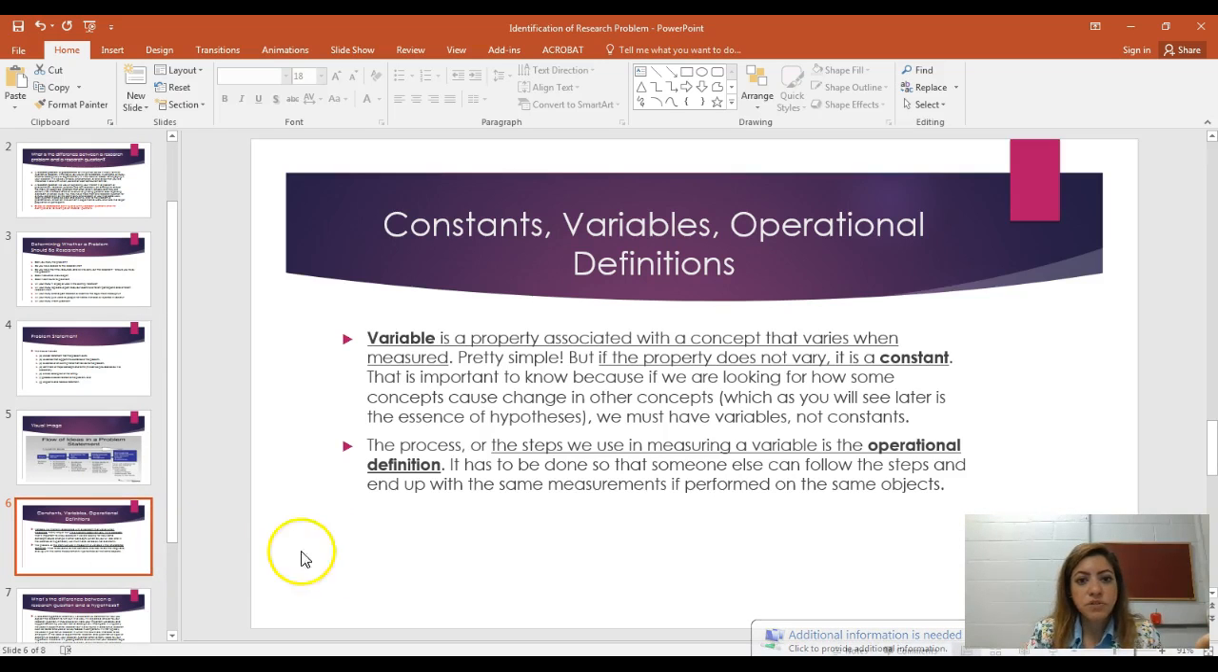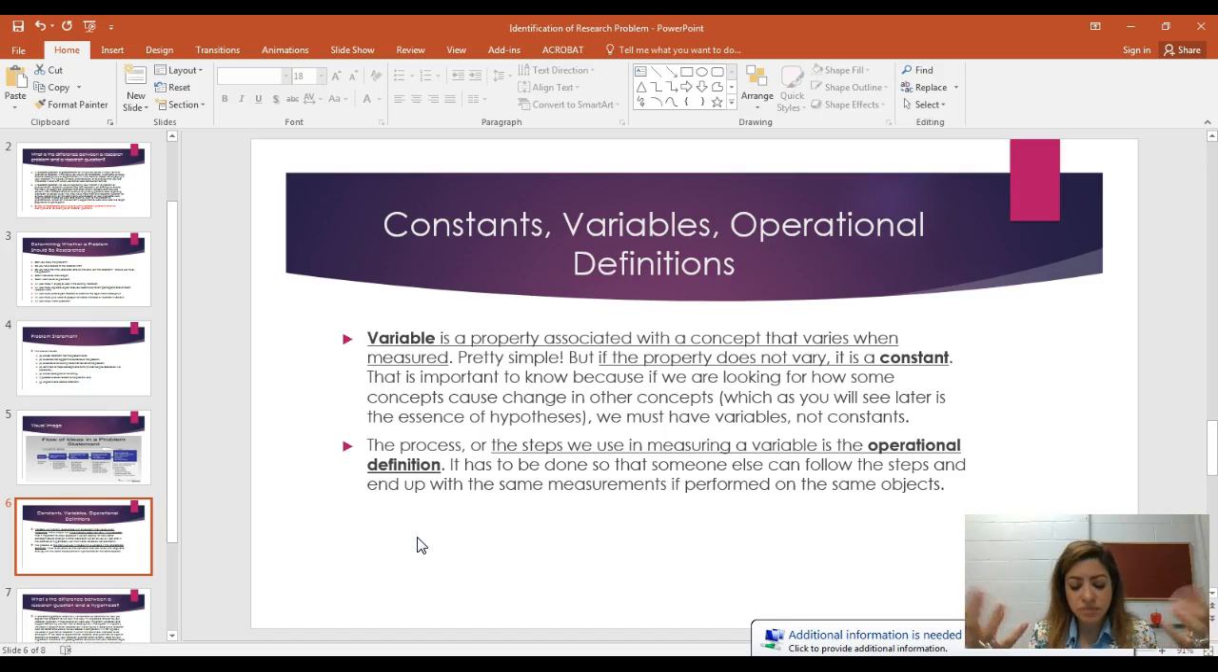Then we come to some of the important terminologies that you need to understand and make sure you know when you are thinking of your problem, when you are writing your problem statement, and when you are shaping your research questions. Some of the terminologies or concepts that were tackled in this chapter were the words variable, constant, operational definition, hypothesis.